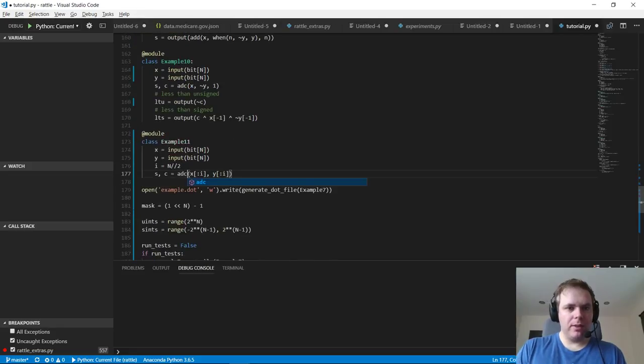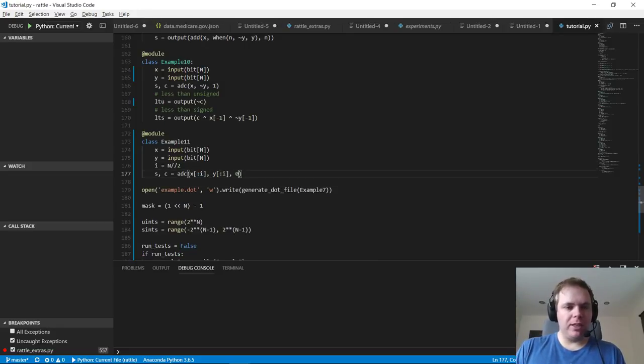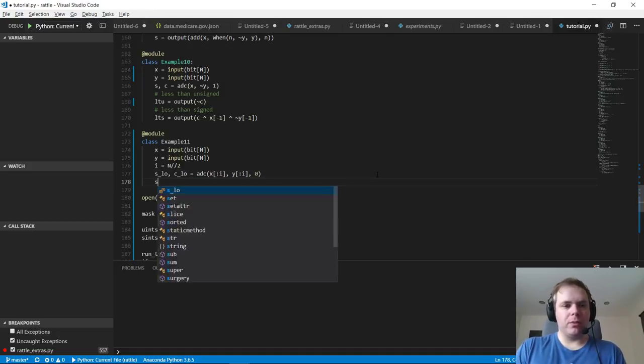That's fine. So we can feed in the... No, let's not do that. So we just feed in a constant zero for the carry bit. So we add the lower halves. Now, let me first show you what we're not going to do, but it's an equivalent construction to a ripple carry adder, which might elucidate how the carry select construction works.